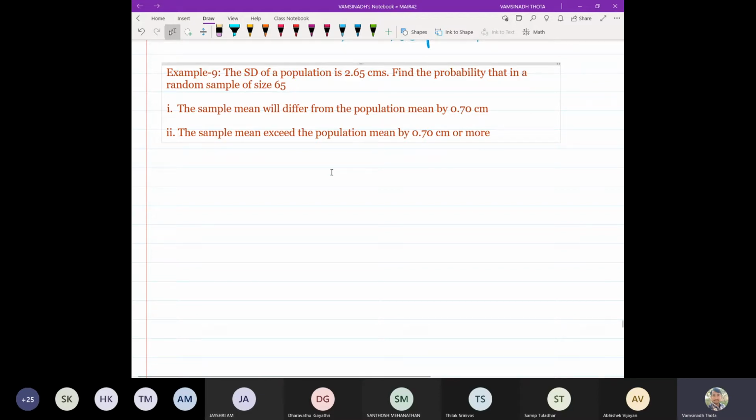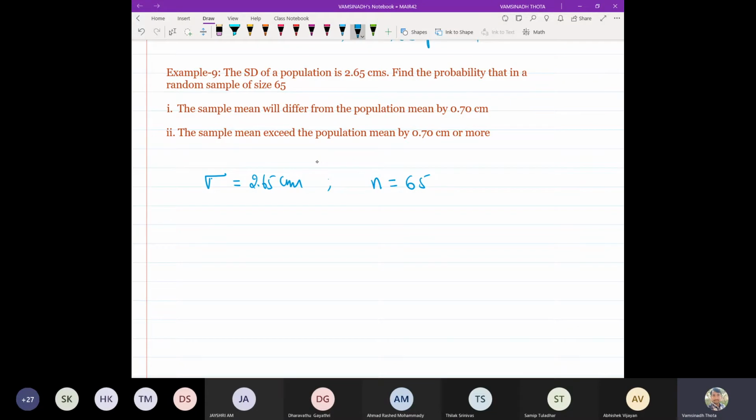Seems this is not the problem that we have been discussing for the last 3 to 4 sections. However, what is the hypothesis given to us and what is asked? The very first thing, the standard deviation of the population is given. So let me write one by one what is given. The standard deviation of the population, sigma, is given to be 2.65 centimeters. The random sample size is also given. Size of the sample is 65.